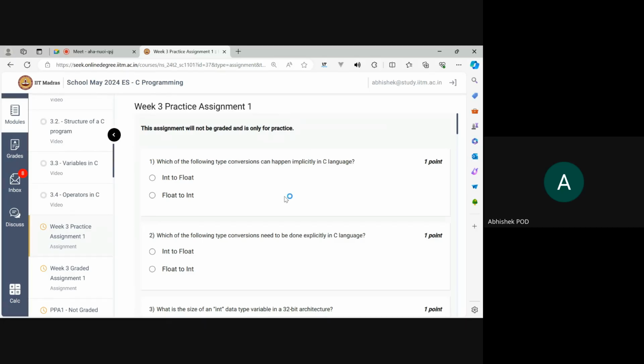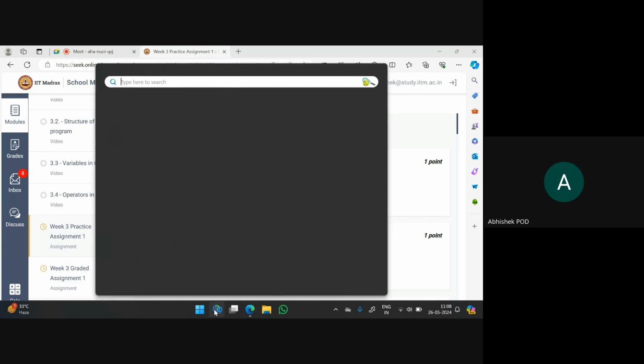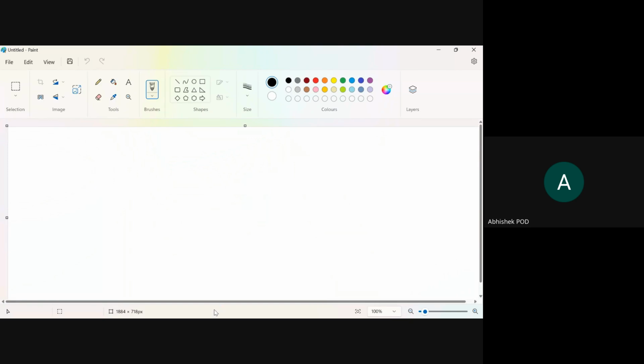Language by language, but the underlying concept is going to remain the same. So here, the concept under discussion is type conversion. Does anyone know what type conversion actually is? Converting one data type to another data type, like from int to float. Exactly.